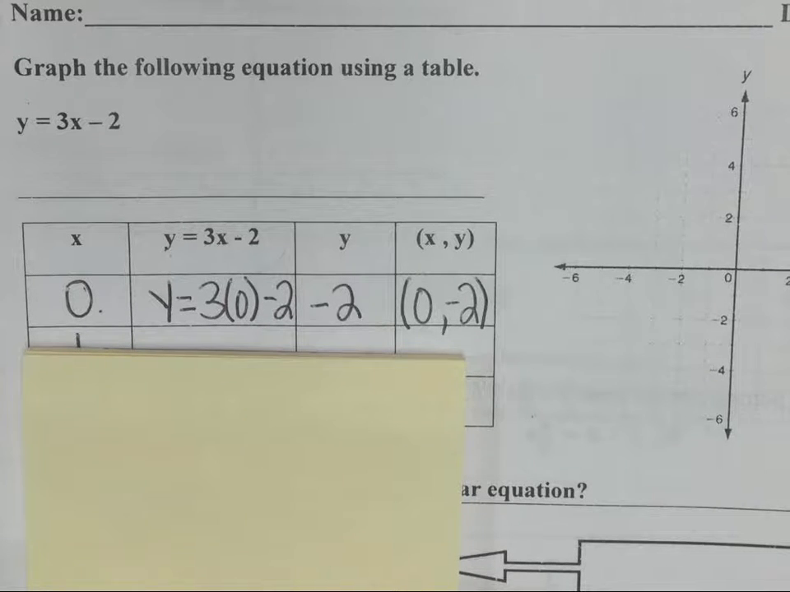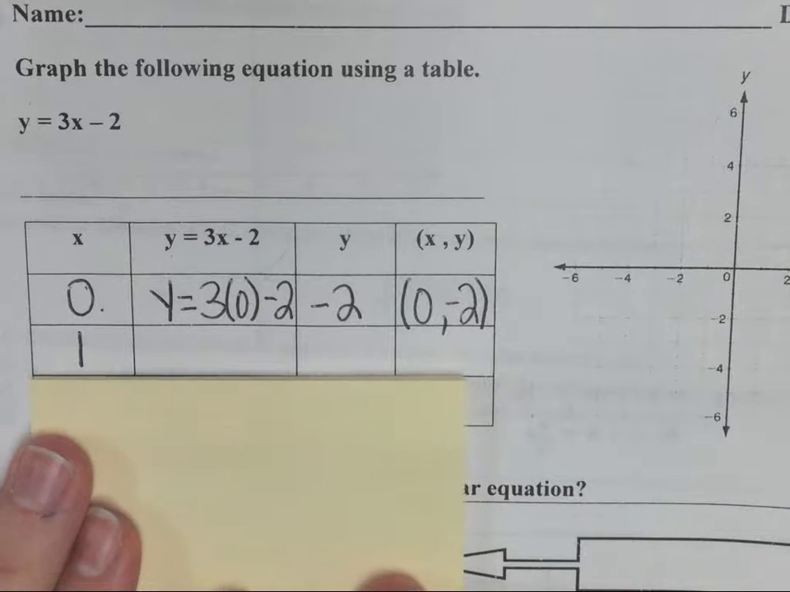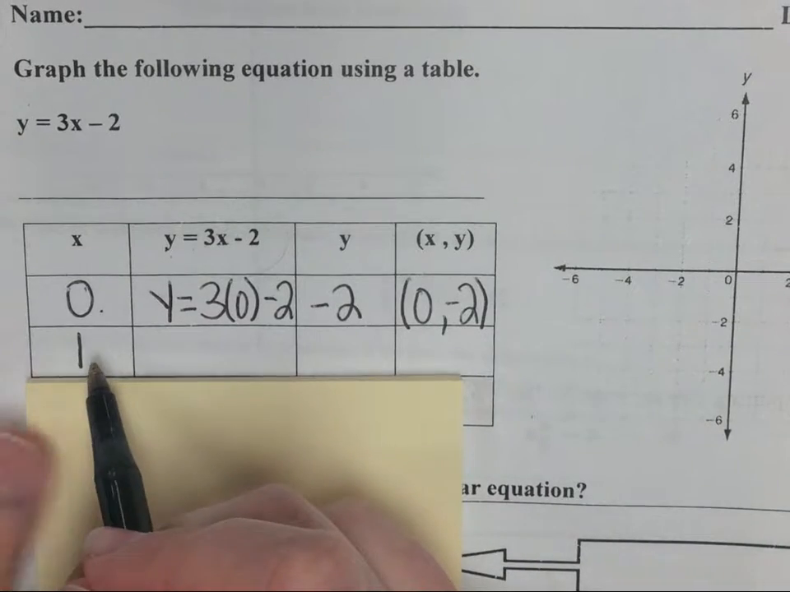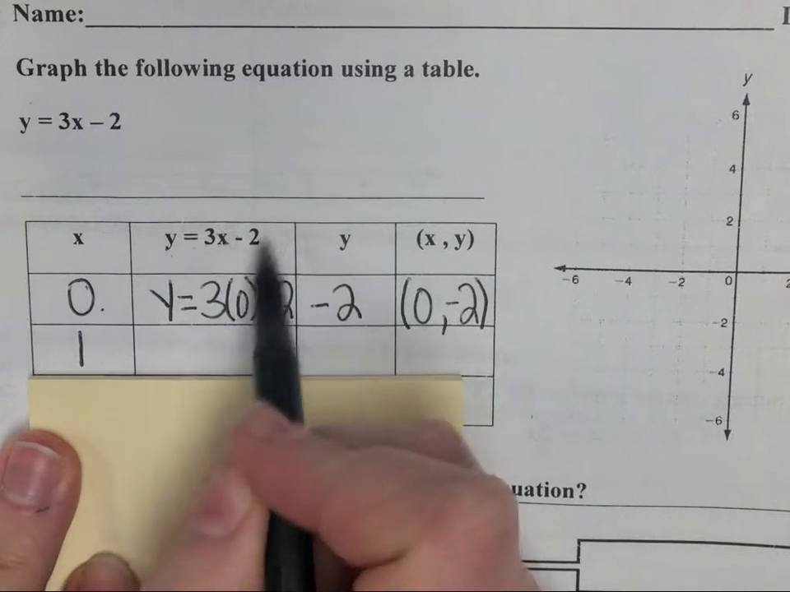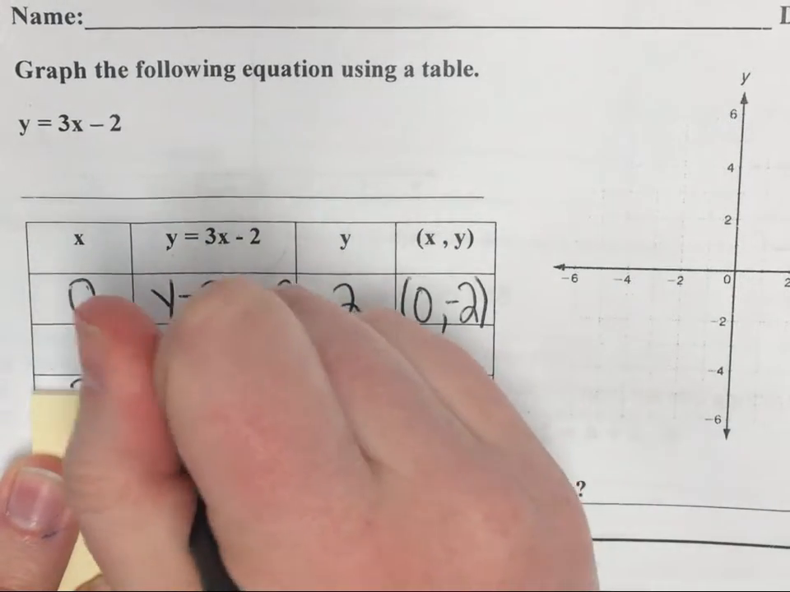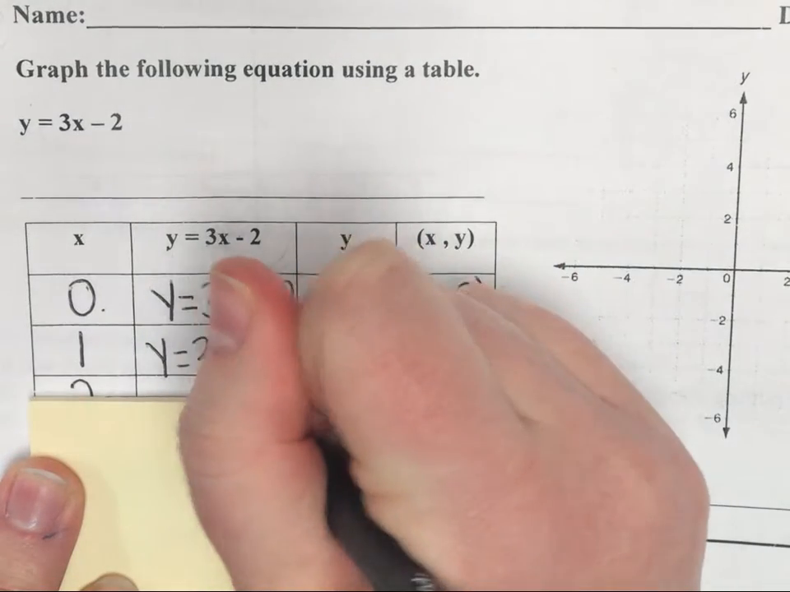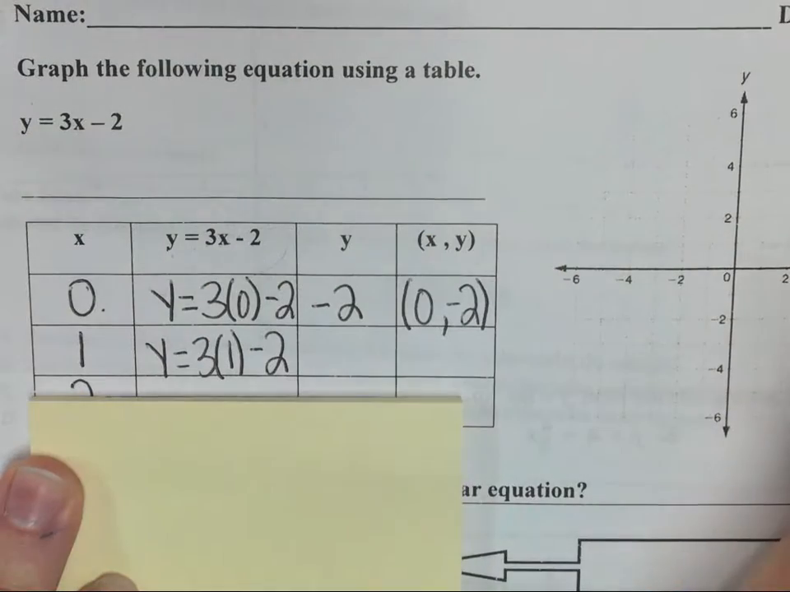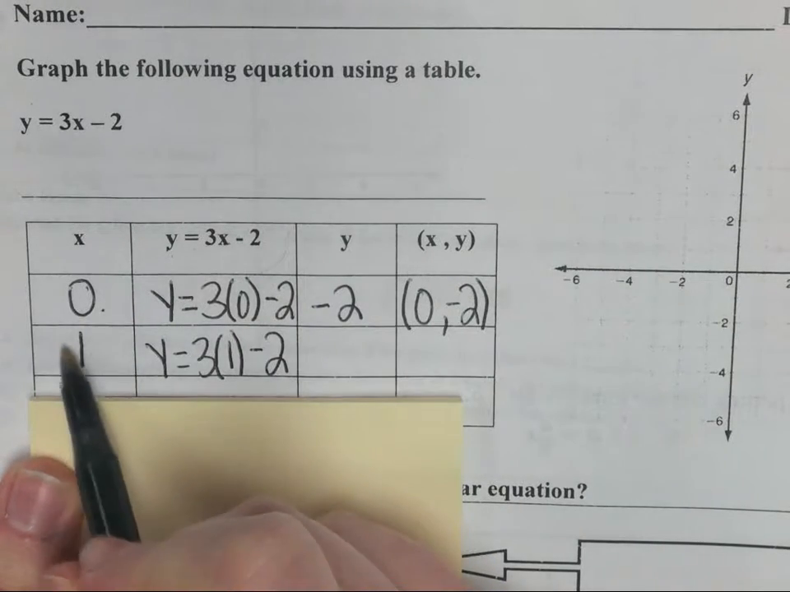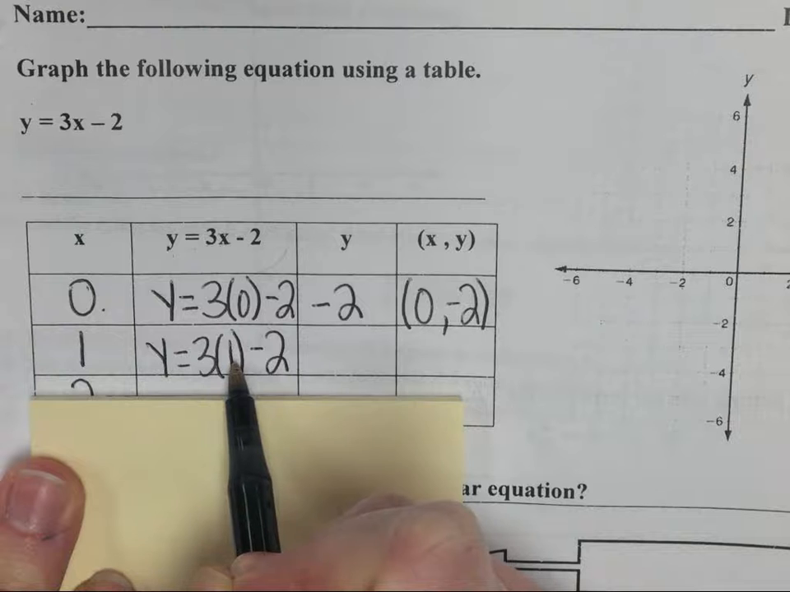Okay. 0, negative 2. Y'all okay with what we just did? We're going to practice it again. Our next one, we have 1 for x. So we're going to do the same thing here, but instead of plugging in 0, we're going to plug 1 in. So y is equal to 3 times 1 minus 2. All we're doing is plugging in our values that we chose for x in place of x. And then we'll calculate.